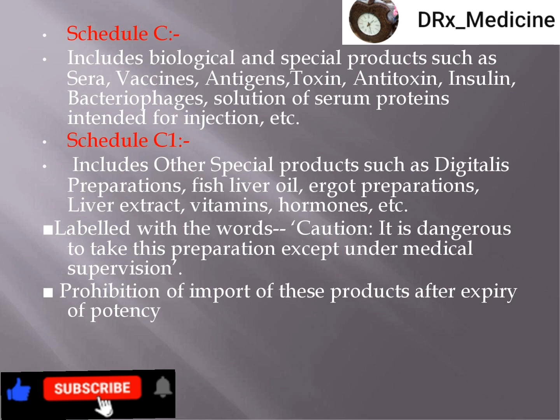Schedule C includes biological and special products such as sera, vaccines, antigens, toxin, antitoxin, insulin, bacteriophages, solution of serum proteins intended for injection, etc. Schedule C1 includes other special products such as digitalis preparations, fish liver oil, ergot preparations, liver extract, vitamins, hormones, etc., labeled with the words caution: it is dangerous to take this preparation except under medical supervision. Import of these products after expiry of potency is prohibited.